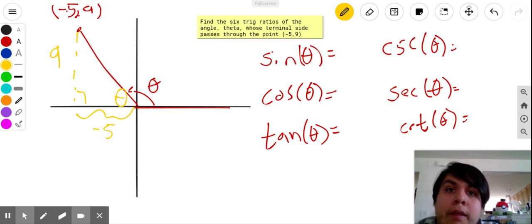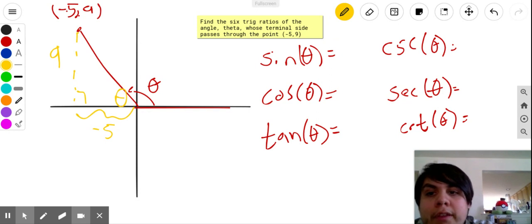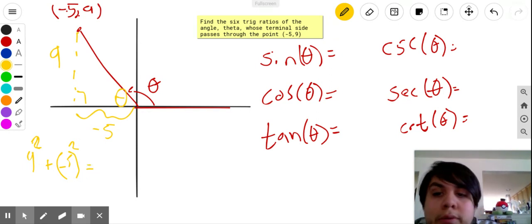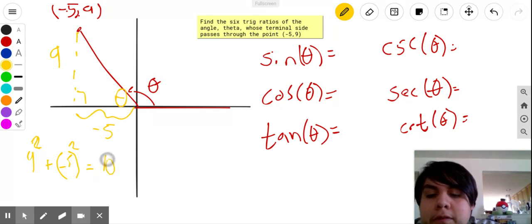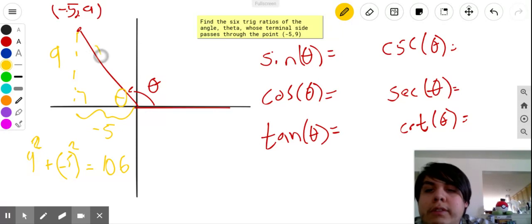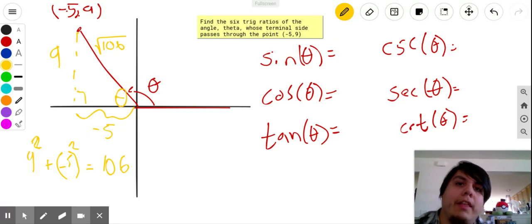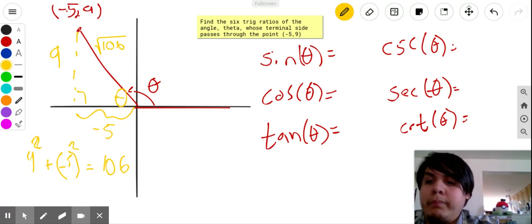So I also need to figure out the hypotenuse. So 9 squared plus -5 squared would equal 81 plus 25 is 106. So that means this hypotenuse would be radical 106. I can't simplify it, so I'm just going to leave it like that. All right. So I have my hypotenuse. This is my opposite side. And this is my adjacent side.